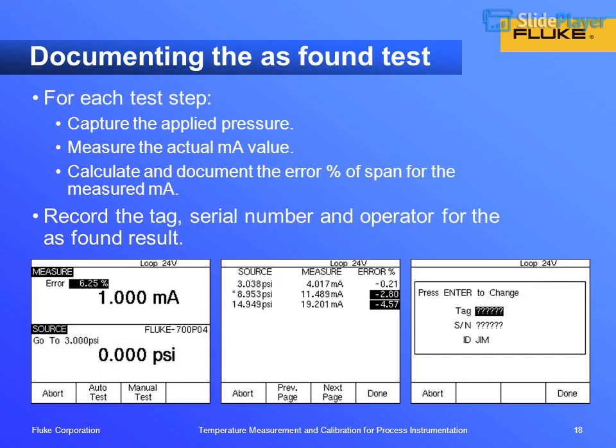Documenting the as-found test. For each test step, capture the applied pressure. Measure the actual mA value. Calculate and document the error percent of span for the measured mA. Record the tag, serial number and operator for the as-found result.